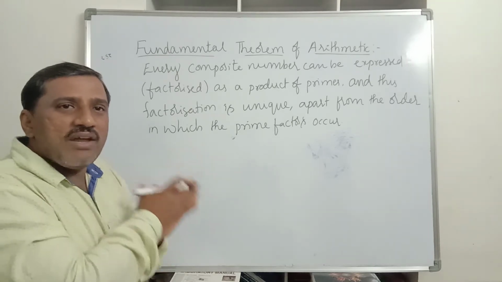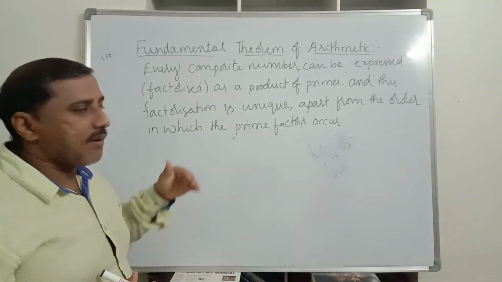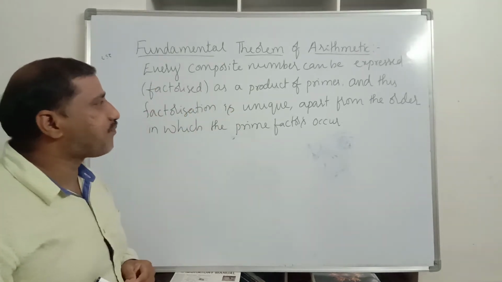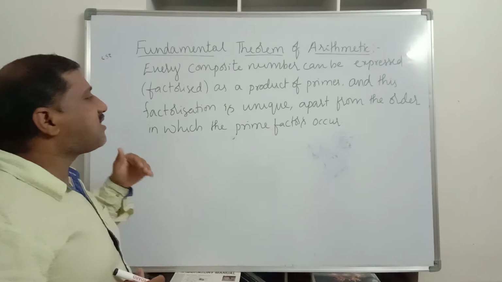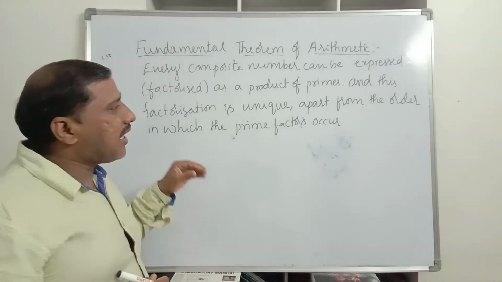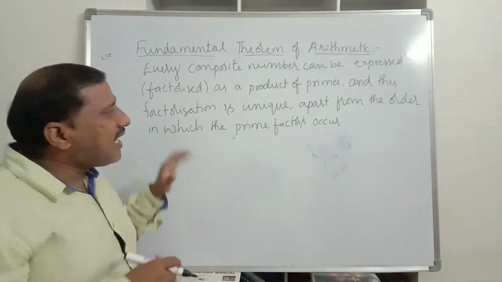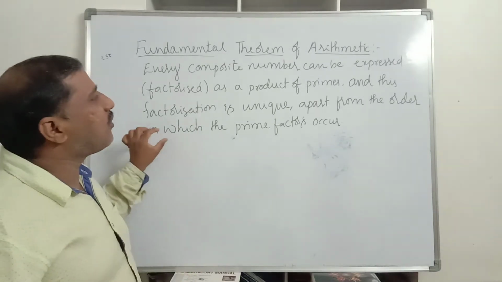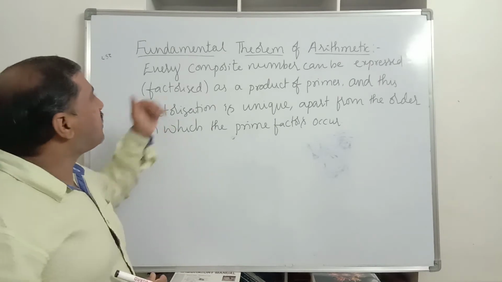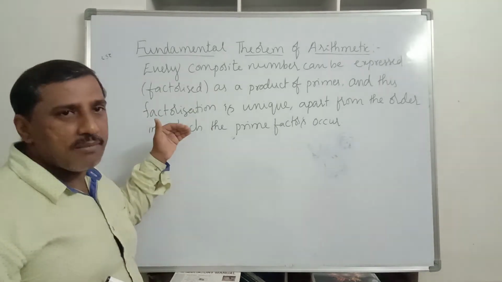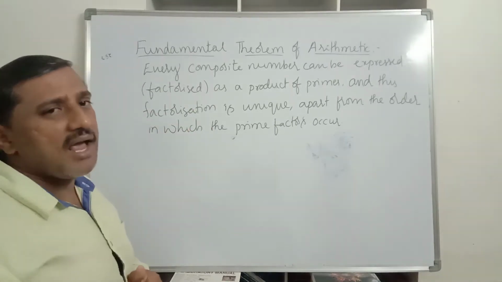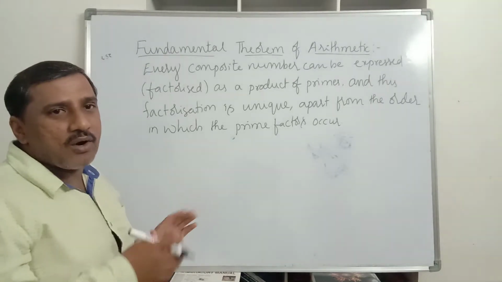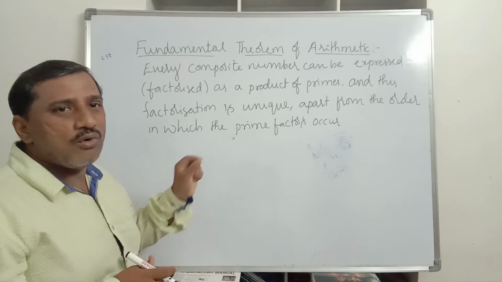We can write the factorization in one way only, for a natural number or a composite number, apart from the order in which the prime factors occur. So we can write the prime factors in any order, and even if we write in any order, the composite number can be written as the product of primes in only one way.